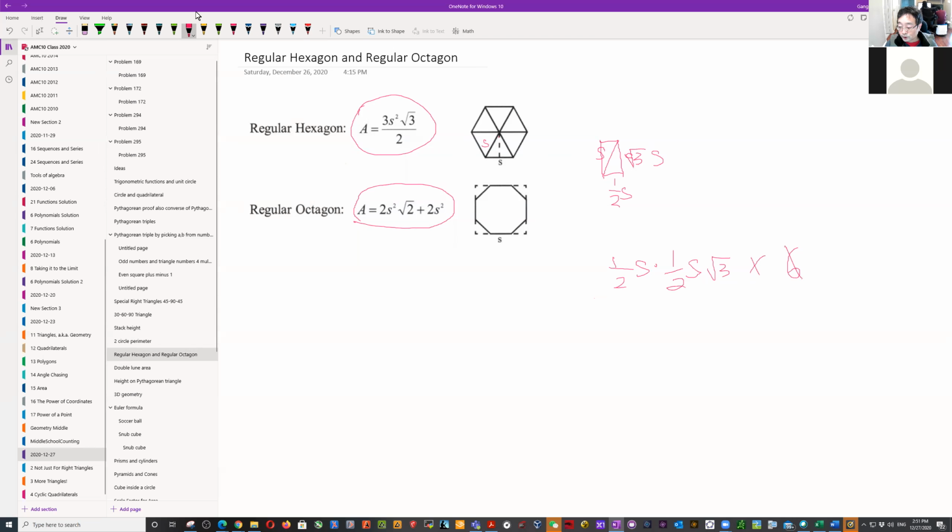And so 6, you can factor it, 2 multiplied by 3, so you cancel out one of the 2. So basically, in the end, it's just 3 square root of 3 S squared, divided by 2. There's an extra 2 left over. So basically, that's the formula.